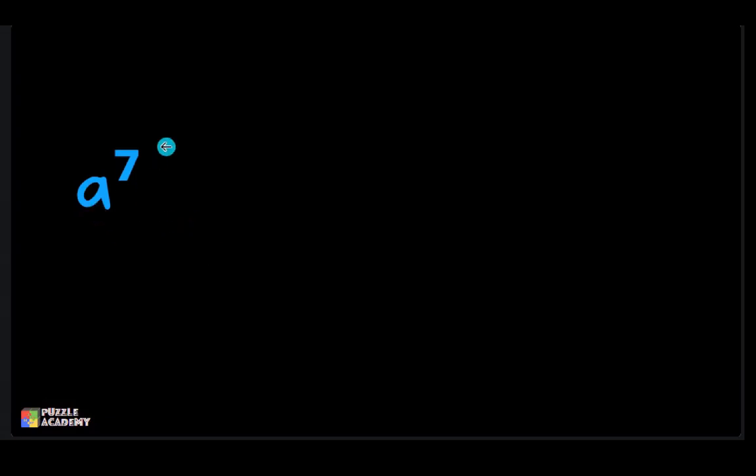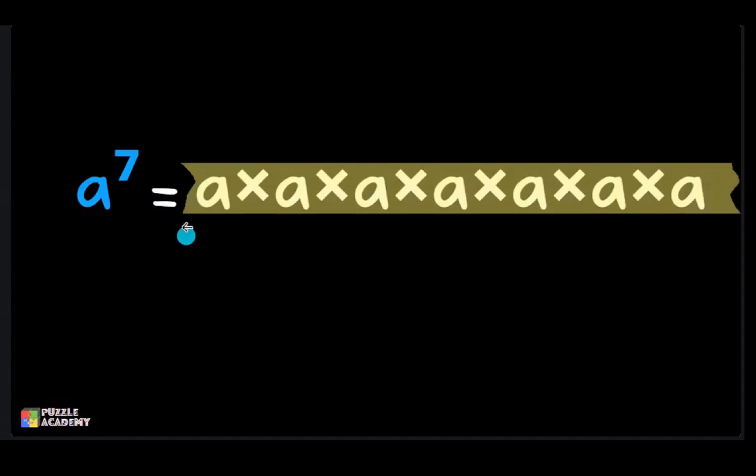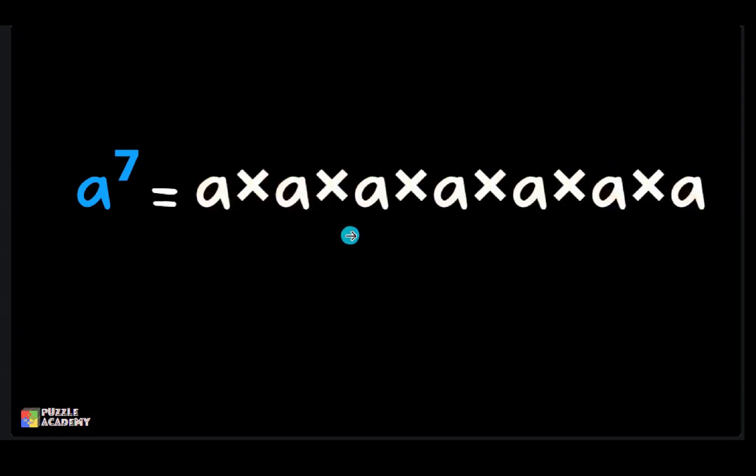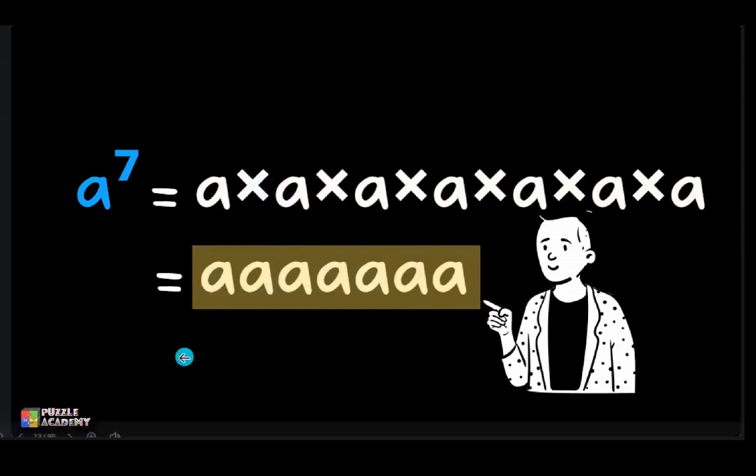Now, meron tayong given dito na a raised to 7. Yung a raised to 7 na yan, equal yan sa a times a times a times a times a times a times a. 7 beses nating minultiply si a sa sarili niya. Okay? Next. Pwede rin naman natin siyang isulat na ganito. I-remove natin yung multiplication symbol. Okay? So, pwede sila magkakatabi lang. So, this is equivalent to a raised to 7 as well.